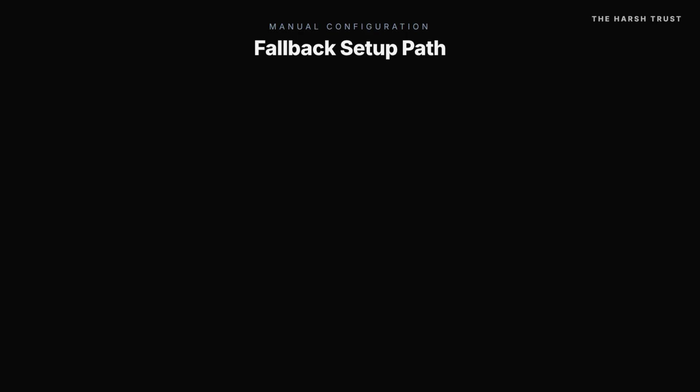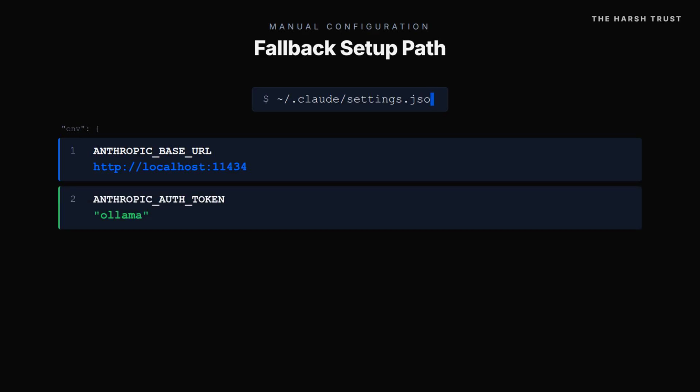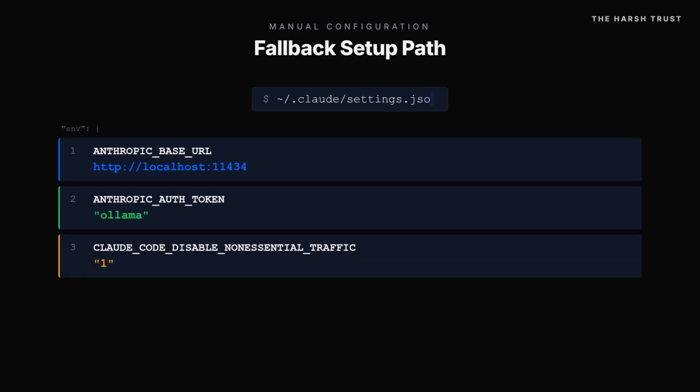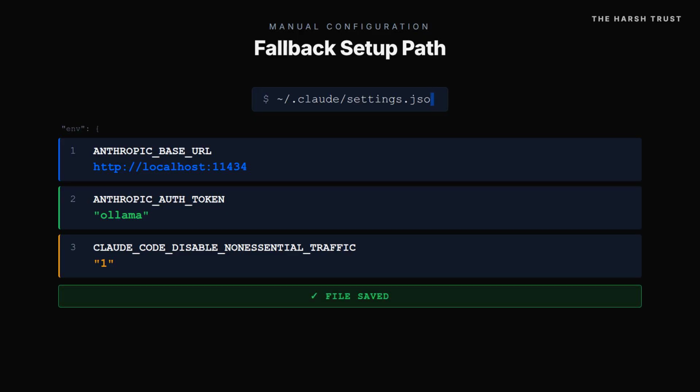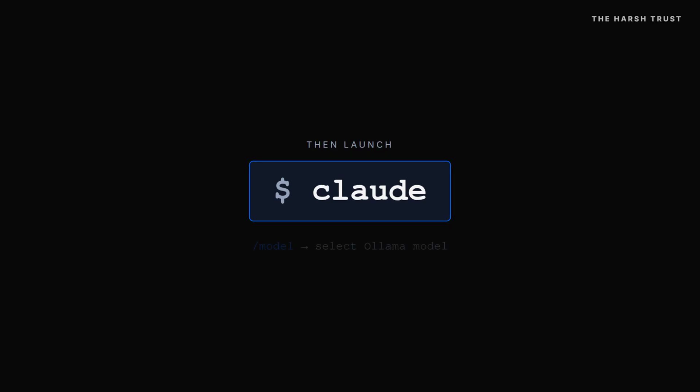Manual configuration if ollama launch claude is unavailable. Open ~/.claude/settings.json. Inside the env block, set 3 keys. ANTHROPIC_BASE_URL. Set it to http://localhost:11434. ANTHROPIC_AUTH_TOKEN. Set it to the string ollama. Ollama ignores the value, but Claude Code requires the variable to exist. And CLAUDE_CODE_DISABLE_NONESSENTIAL_TRAFFIC. Set it to 1 to silence telemetry. Save the file. Now launch Claude Code with plain claude, then use the /model picker to select your Ollama model.